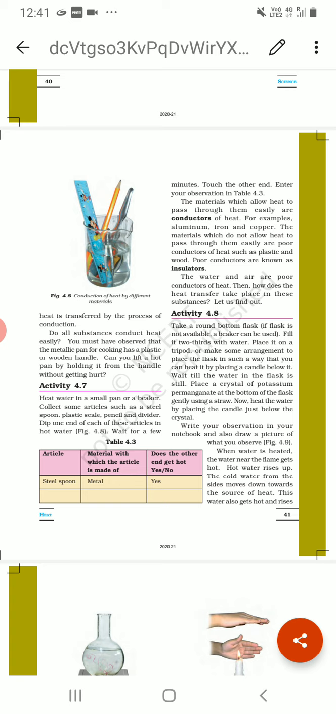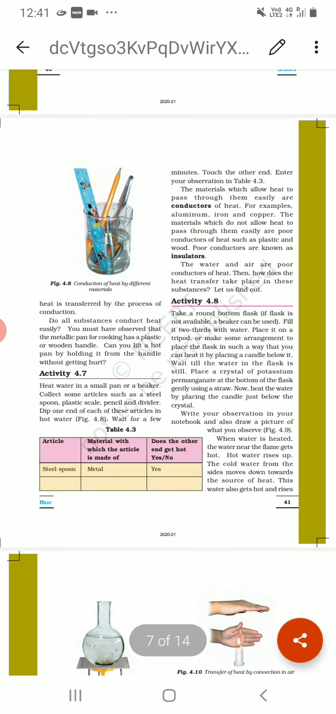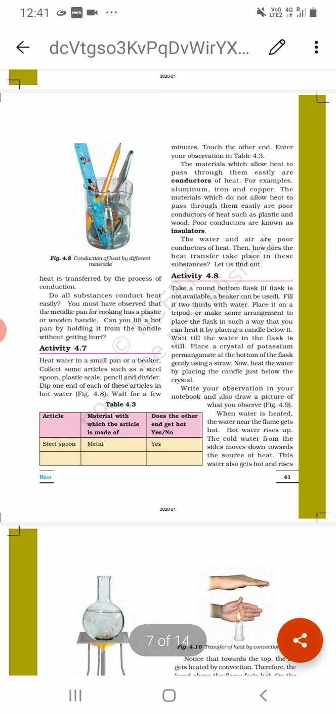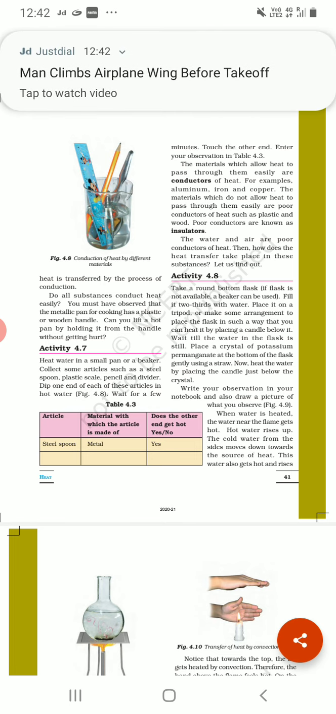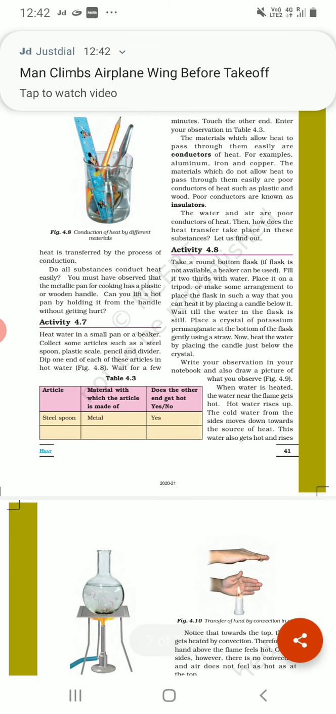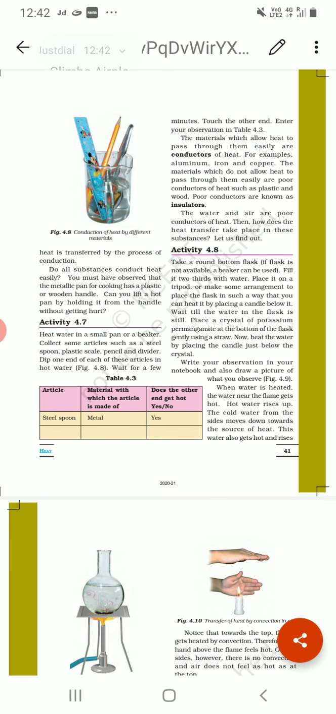So, what are conductors and what are insulators? The materials which allow heat to pass through them easily are conductors of heat. For example, aluminium, iron, and copper. The materials which do not allow heat to pass through them easily are poor conductors of heat, such as plastic and wood. Poor conductors are known as insulators. Water and air are poor conductors of heat.